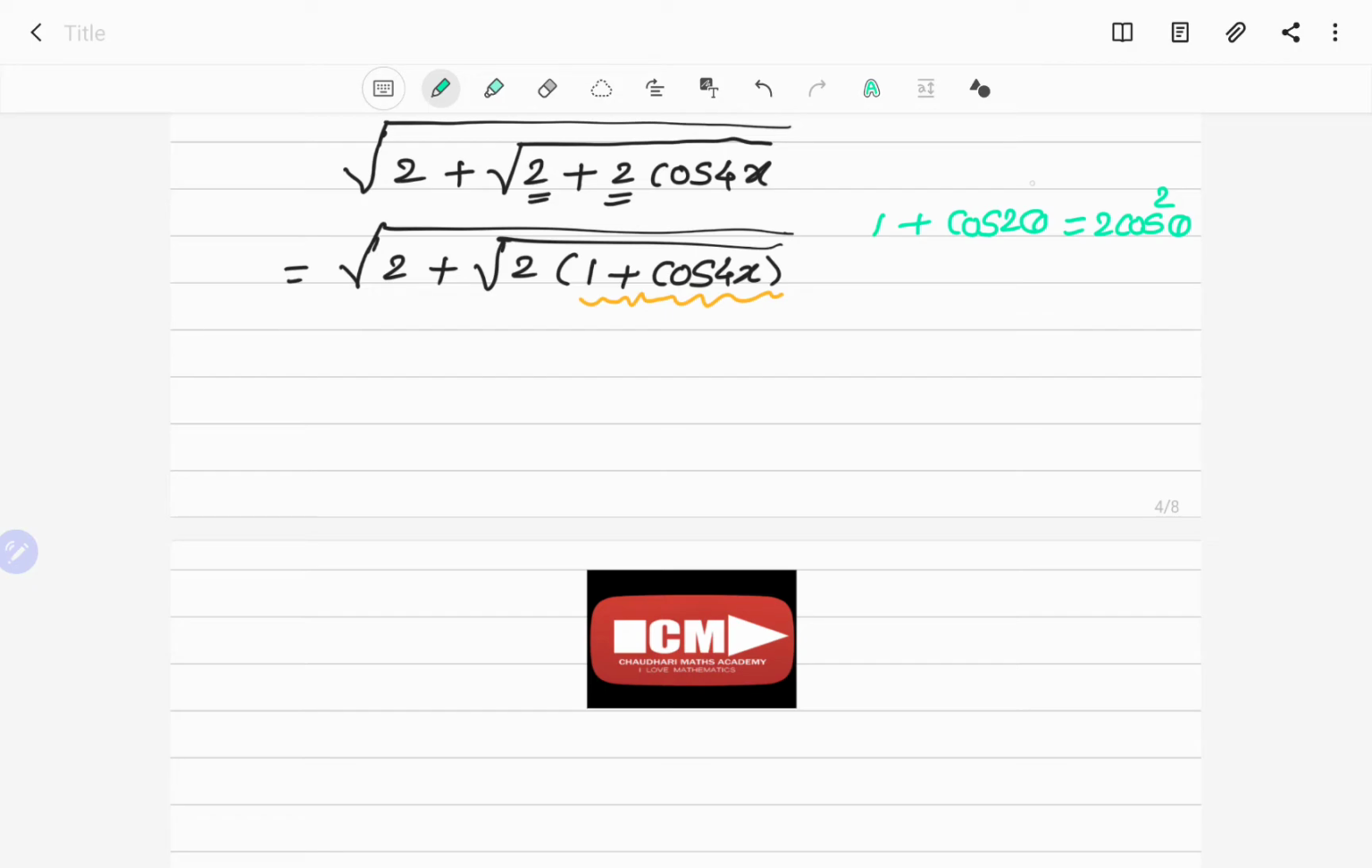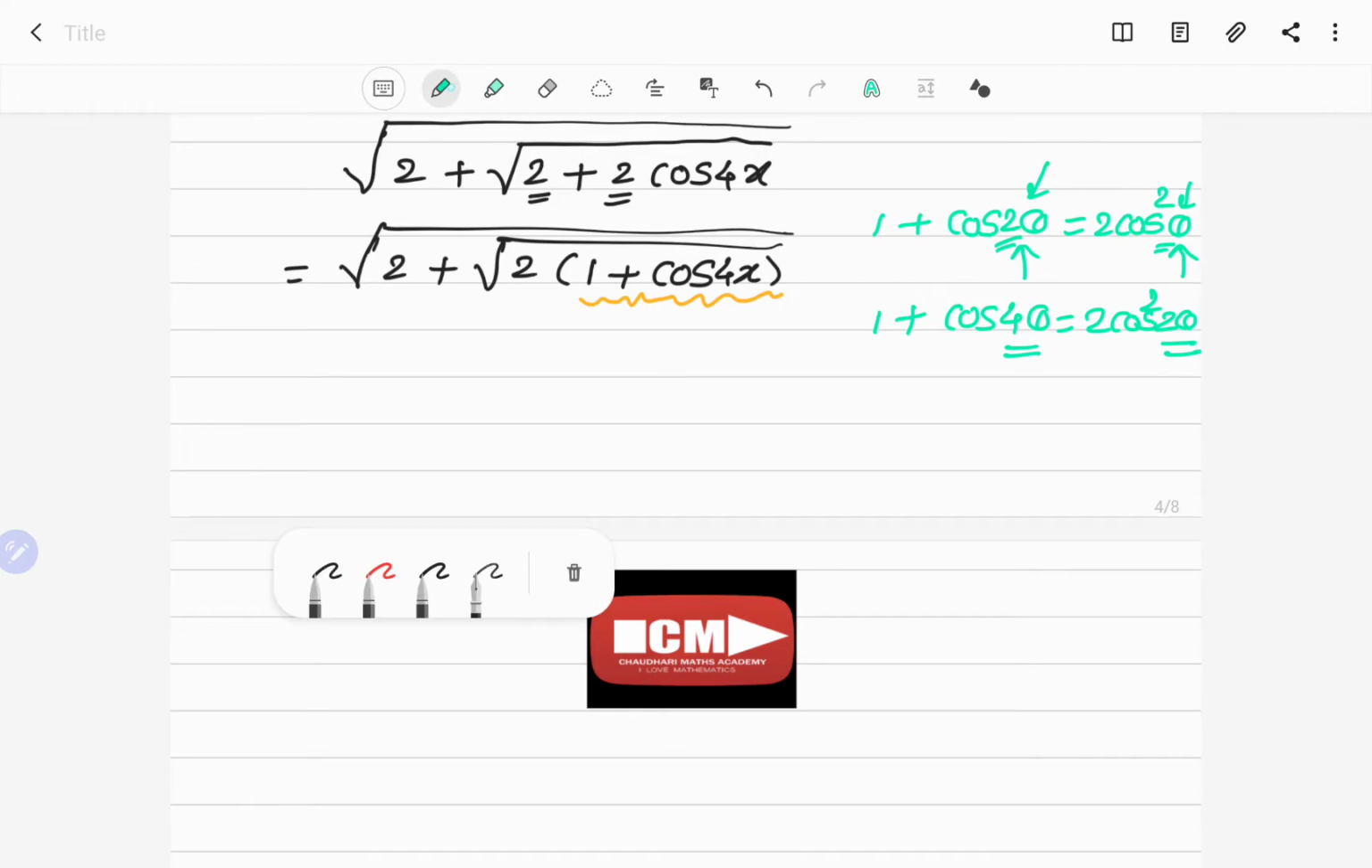See, if you observe here, this angle is 2 theta, but on the right hand side it becomes half. So what if it is 4 theta? On the right hand side it will be half. Half of 4 means 2, so it's 2 theta. So try to understand this very important thing: whatever is the angle on LHS, it becomes half on RHS. So 4 theta on the LHS becomes 2 theta on the RHS. So our structure is almost like 1 plus cos of 4 theta.